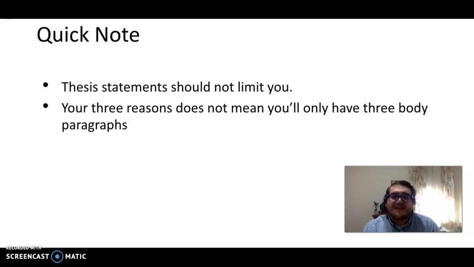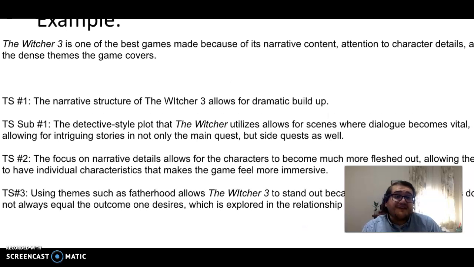A quick note, thesis statements should not limit you. Your three reasons does not mean you only have three body paragraphs. What I mean by this, I have another example. This one's based on popular culture. It's based on a video game. So The Witcher 3 is one of the best games made because of its narrative content, attention to character details, and the dense themes the game covers.